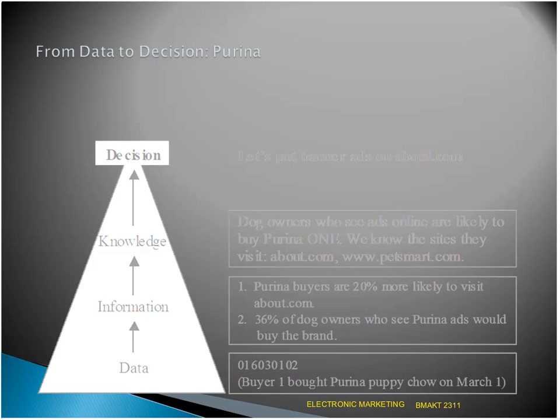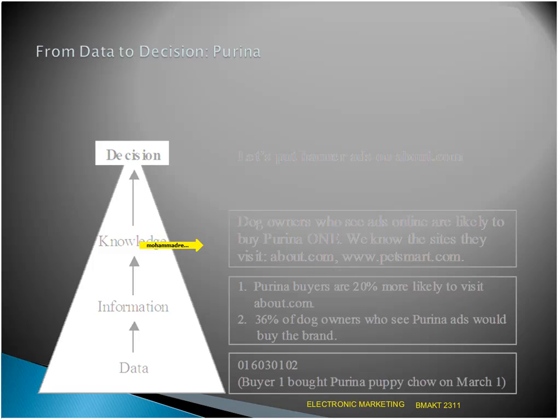Right beside that, on the right side, you can see what Purina has done. Basically, there was some information that Purina Puppy, for example, showed on March 1, and then they transformed this into information like 20% more likely to visit about.com, which Purina buyers usually do, and also 36% of top owners who see Purina ads would buy the brand. This is information that we could get out of this data, and then at the end, we created knowledge out of that, which is a survey result out of that information.